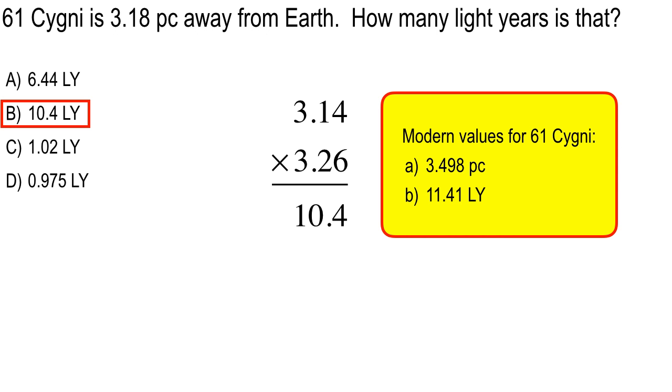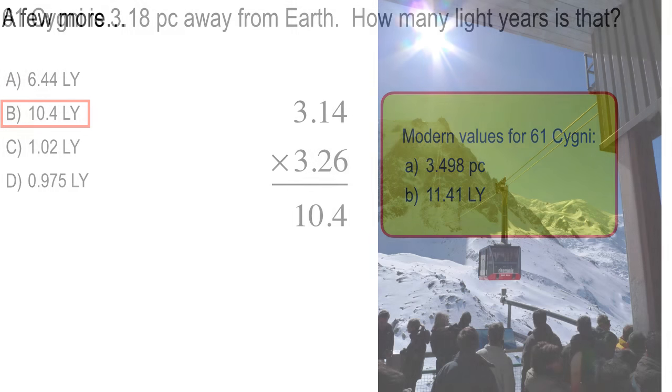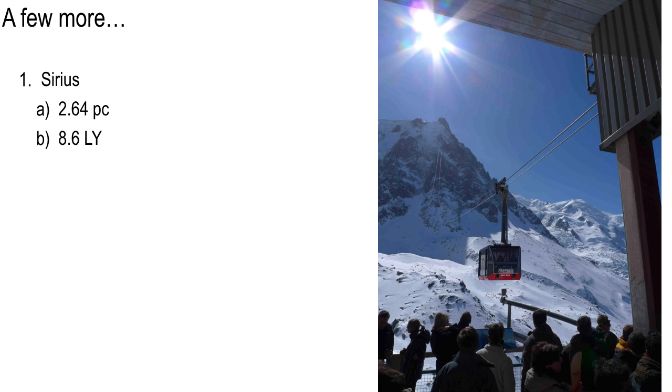So that's good. Now, let's keep going and talk about a few more examples. Sirius, 2.64 parsecs, 8.6 light years, pretty close. And it's very, very bright. Of course, the closest star is the sun. We measure that in light seconds, not light years.